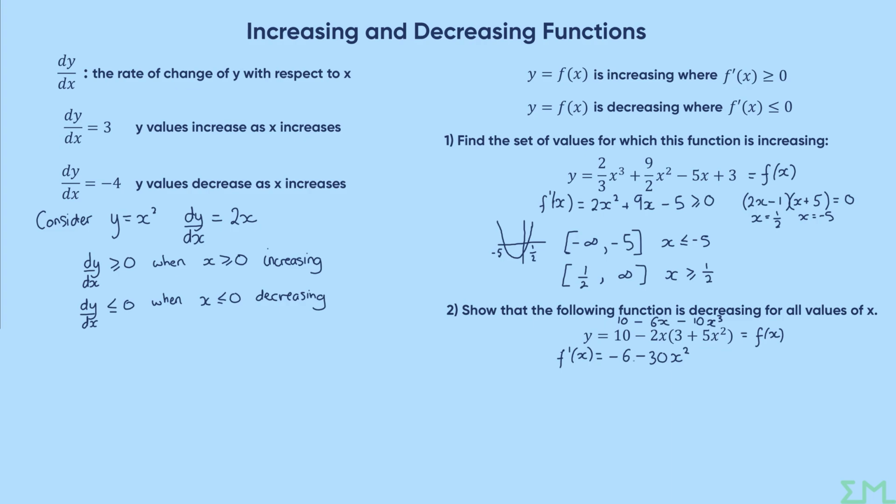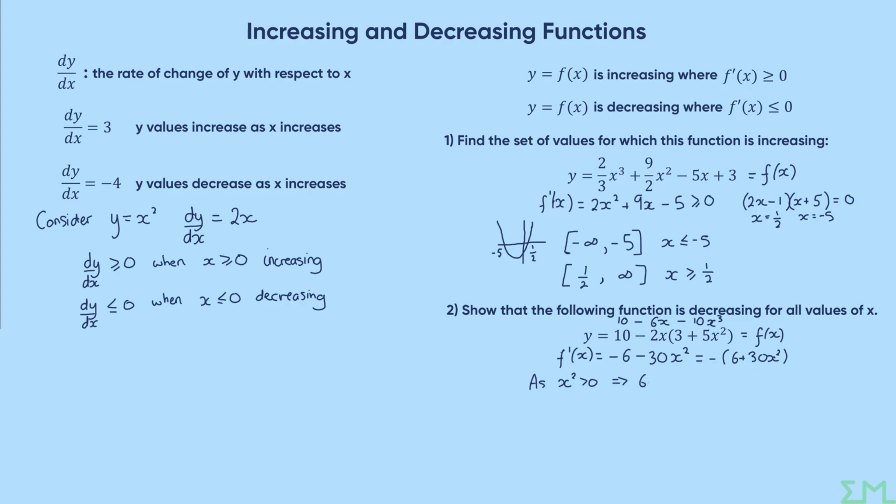Now if I consider what I've got here, negative 6 is a negative number. x squared is the only bit that depends on x, but x squared will always be positive, right, because it's a square number. So I'm going to start with that. So as x squared is positive, this means that if I factorize the negative out to make this a bit clearer, so that's actually going to be 6 plus 30x squared if I take the negative out.